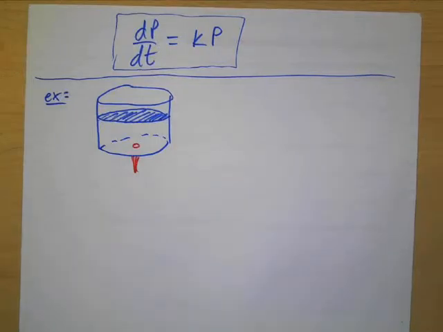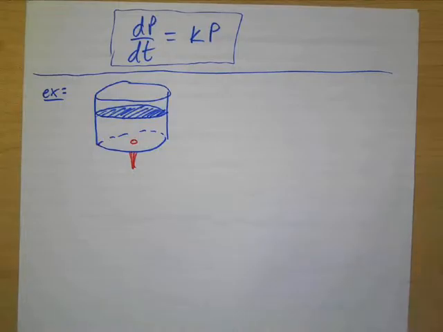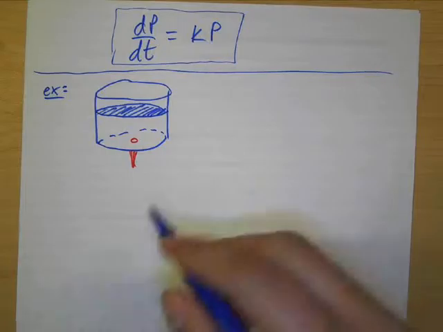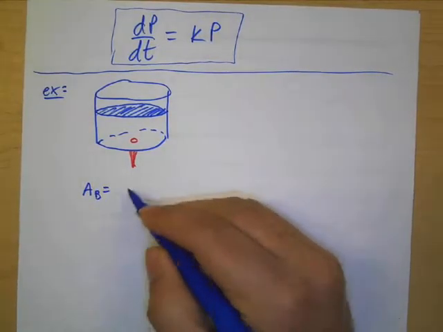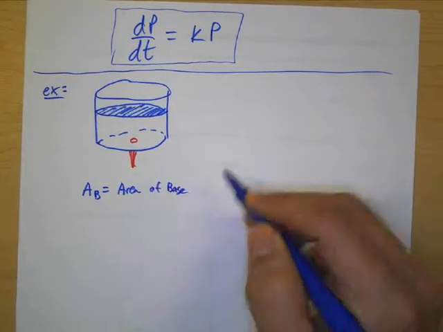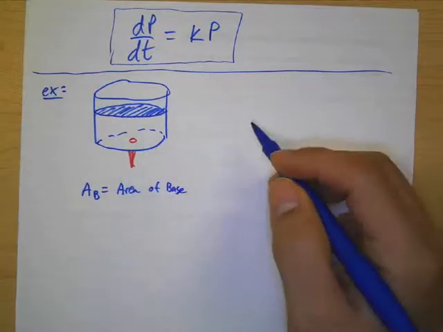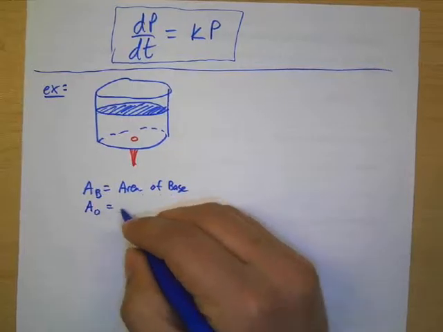What's that? How fast will the fish population increase? Oh. And let's see, what else do we have? Let's call A sub B the area of the base. So that would be the area of this circle down here. And let's call A sub O the area of the opening.